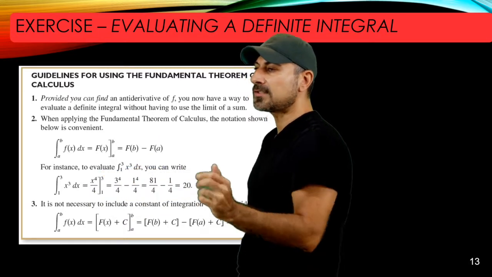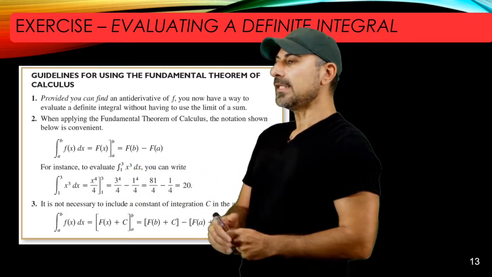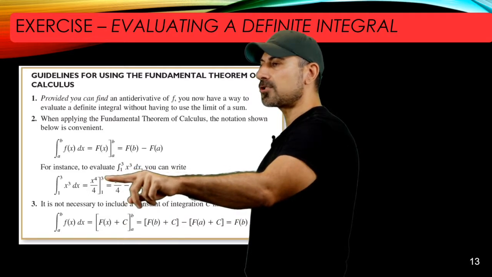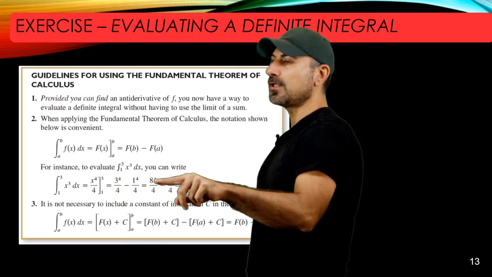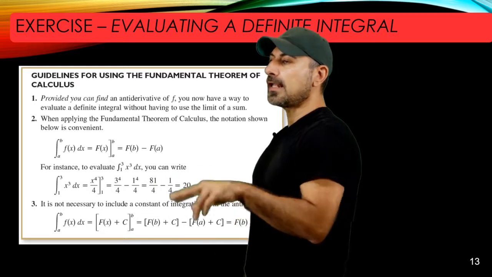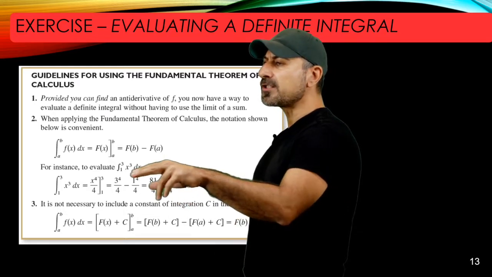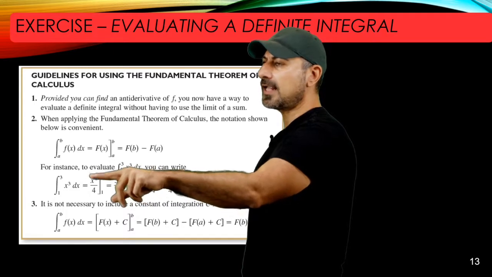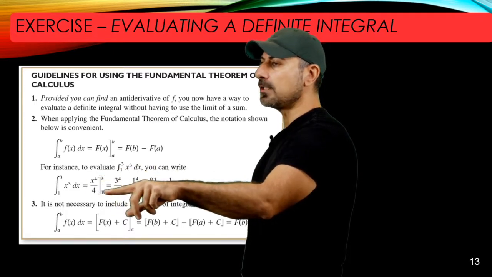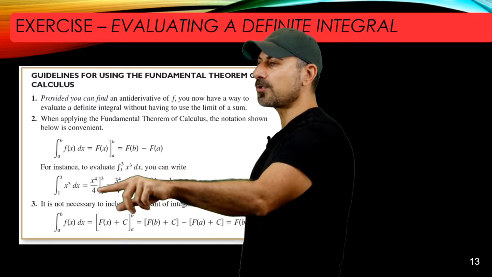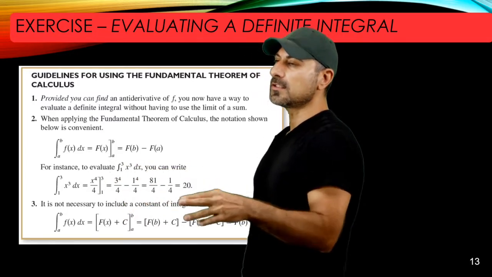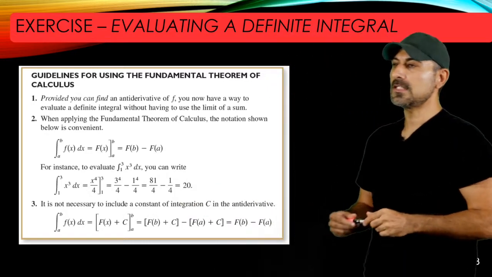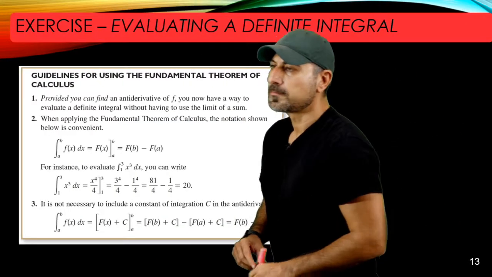What we're going to do in the next step is evaluate the antiderivative function at 3, so it's going to be 3 to the 4 divided by 4, here we go, 81 over 4, and then minus, we're going to evaluate the same antiderivative at the lower limit, x equals 1, so 1 to the 4 divided by 4. Eventually you have (81 minus 1) divided by 4, that is exactly equal to 20.